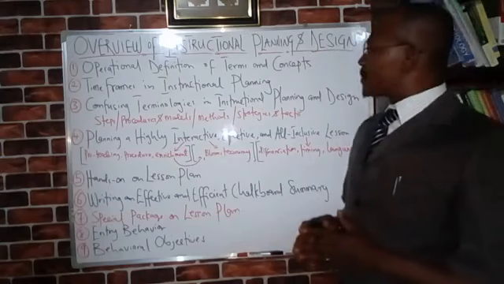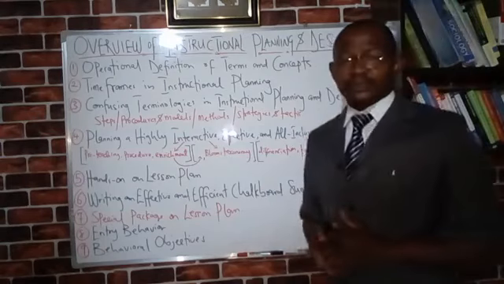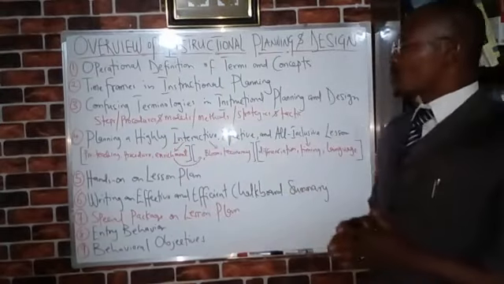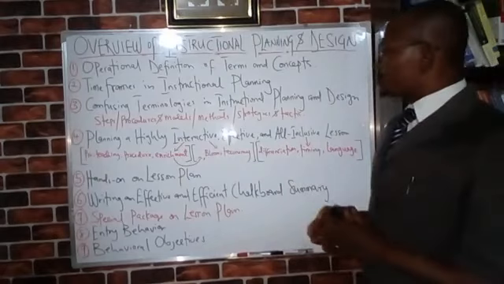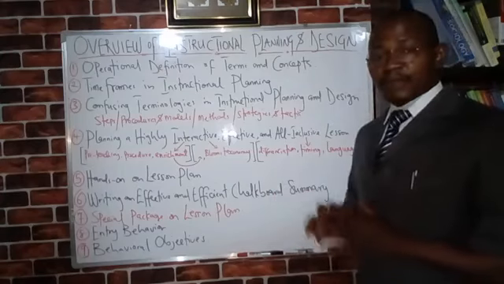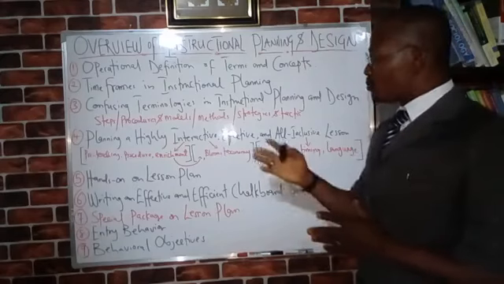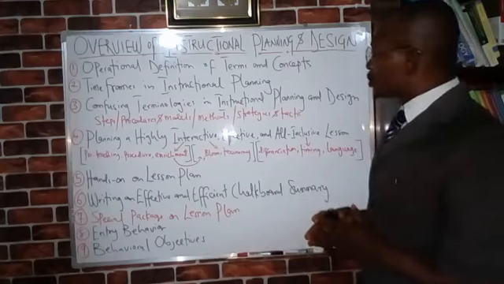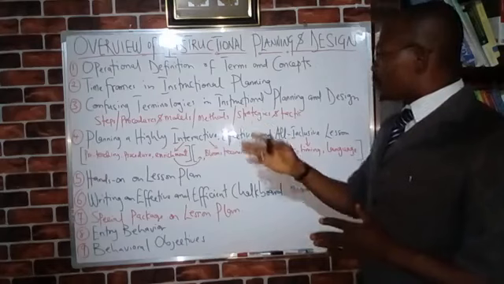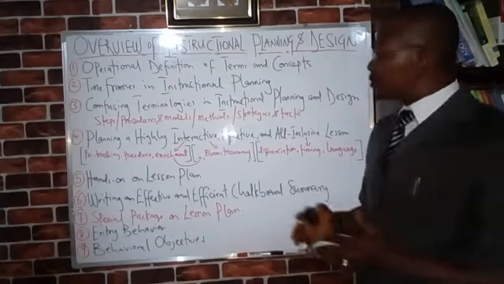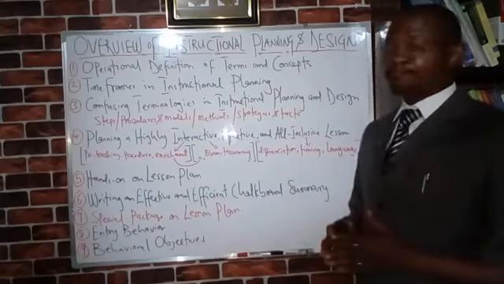Number three will be an elucidation or a clarification of some confusing terminologies in instructional planning and design. Under this, we'll be looking at some of the terminologies that are usually confused or usually interchanged, which has a functional bearing on your performance as a professional educator if you are going to succeed with instructional planning and design. So we're going to be looking at terminologies like steps, procedures and models, methods, strategies and tactics.